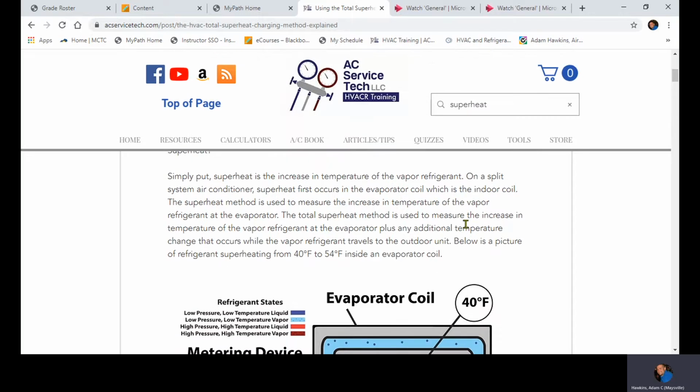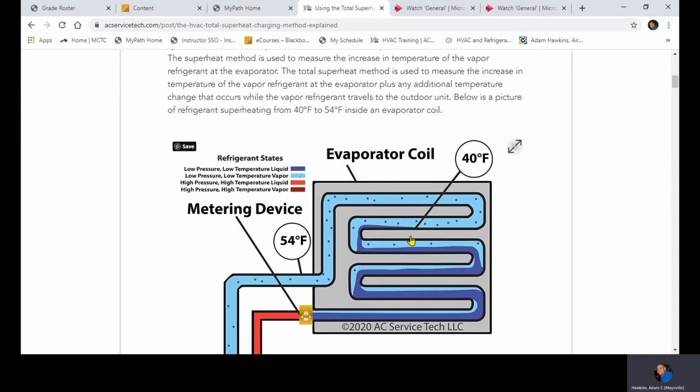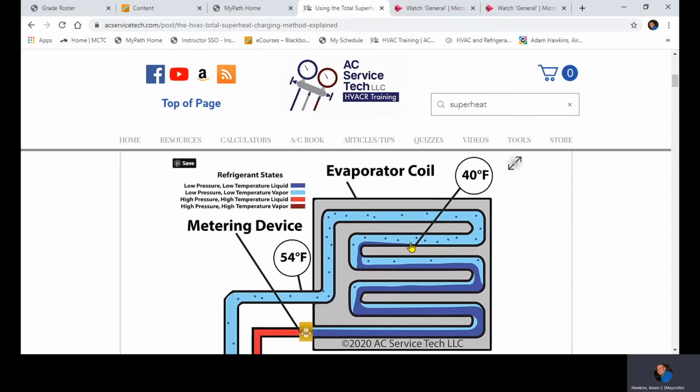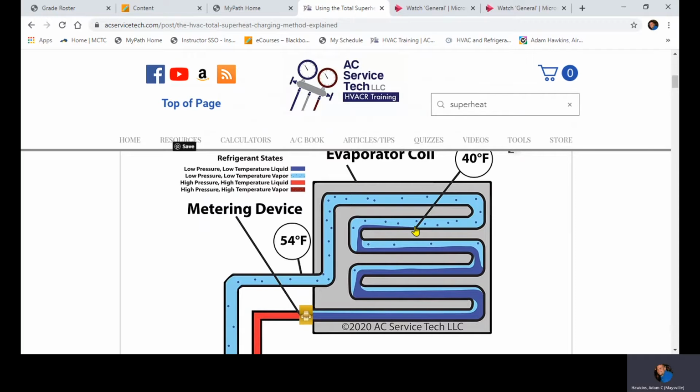They're very similar. They're opposite sides of the system, but they're basically the same thing as far as how they work. So superheat can be used as a charging method depending on the type of metering device you have. We'll talk about that in future modules, but for now, at this point, let's just assume the system's working fine. Let's not worry about anything being broken.